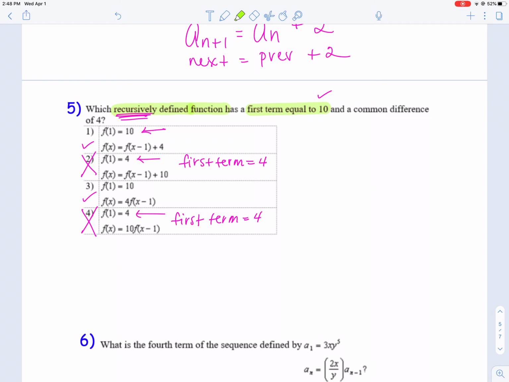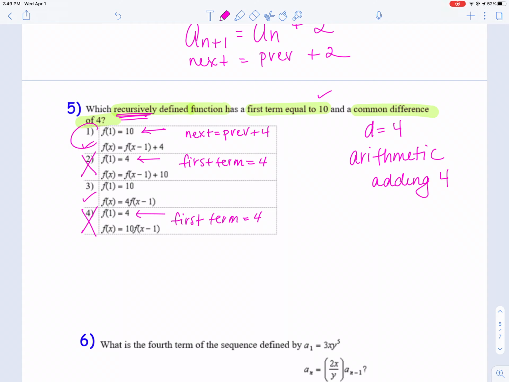Now it tells us that we have a common difference of 4. That means D equals 4. What does it mean to have a common difference? It means we're talking about an arithmetic sequence. It means we are adding 4 to get to the next term. Here, this sequence says to get to the next term, take the previous and add 4. That's exactly what we want. This has to be it. Okay? They're telling you to add 4.